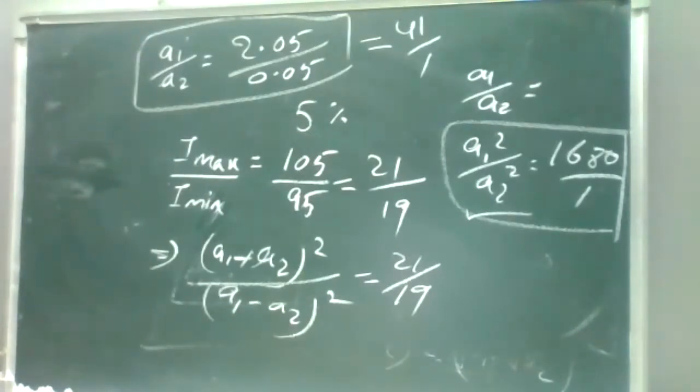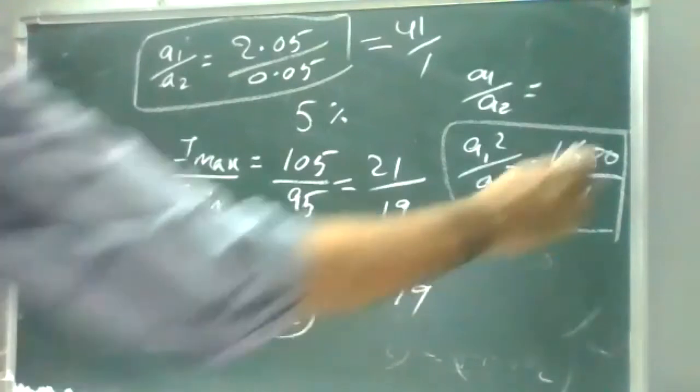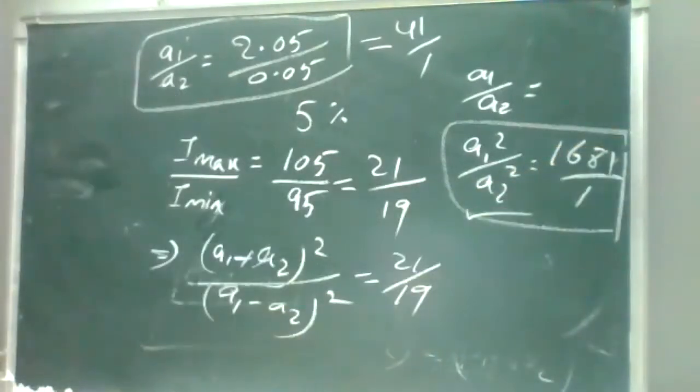Okay, so next question. Sorry, next heading. Young's double slit experiment. Yes, 1681 by 1.